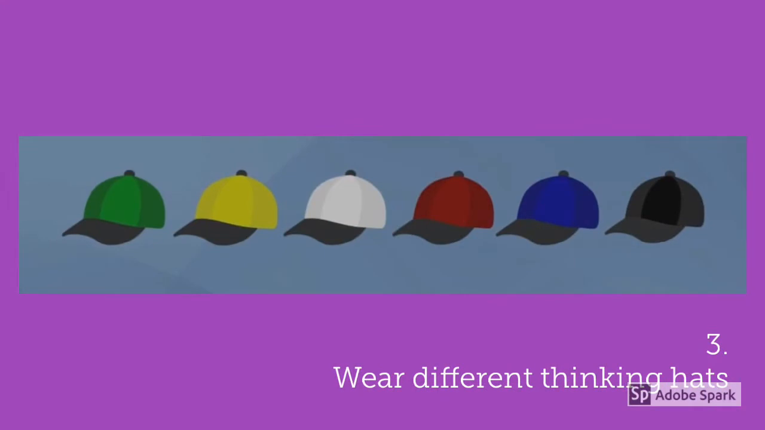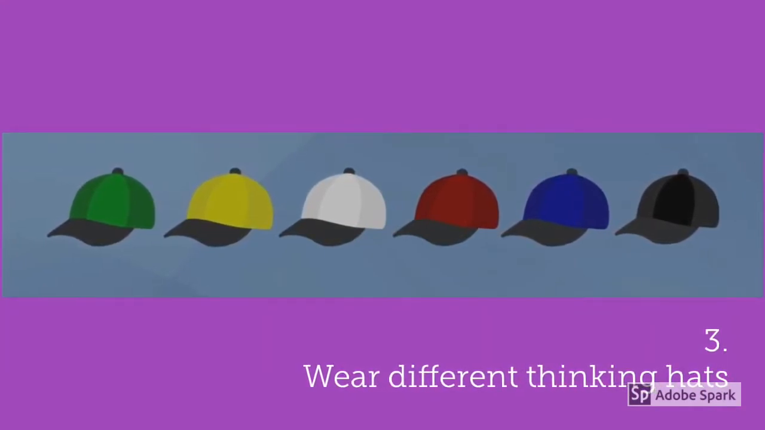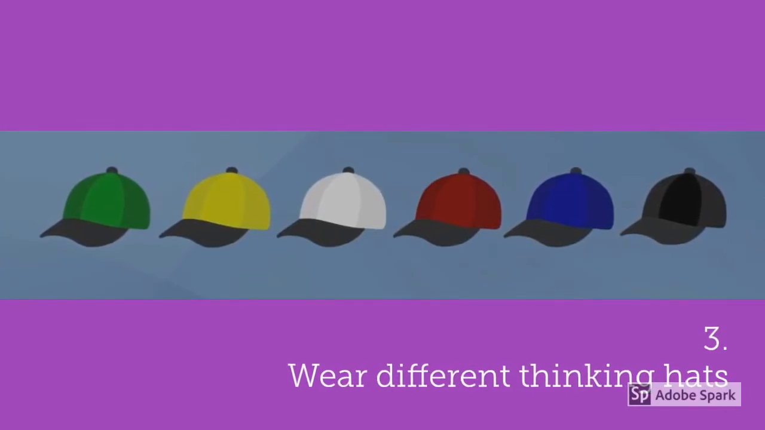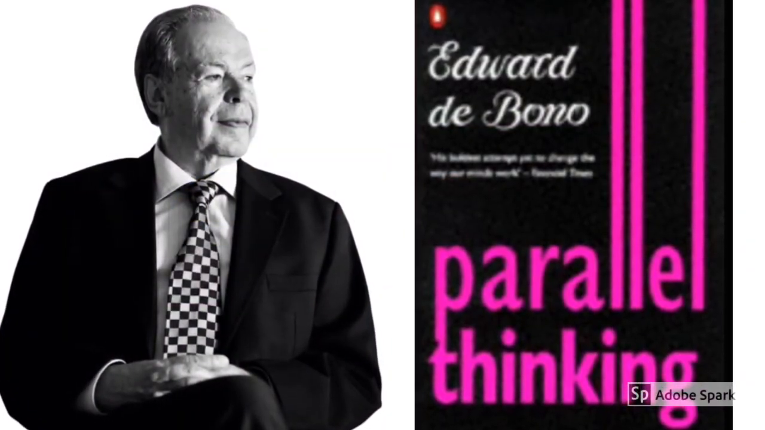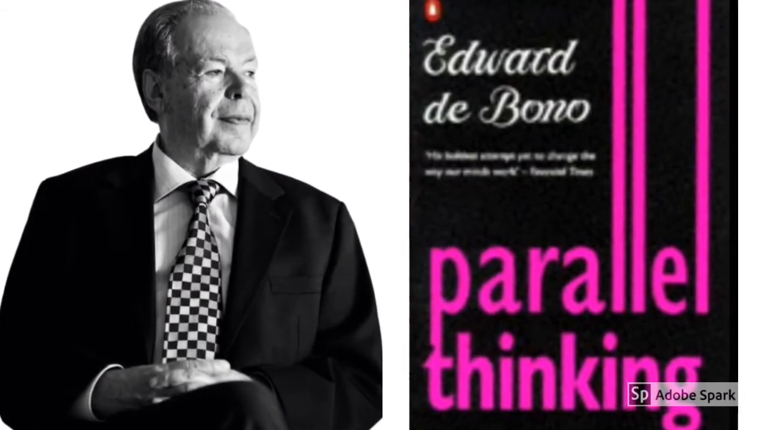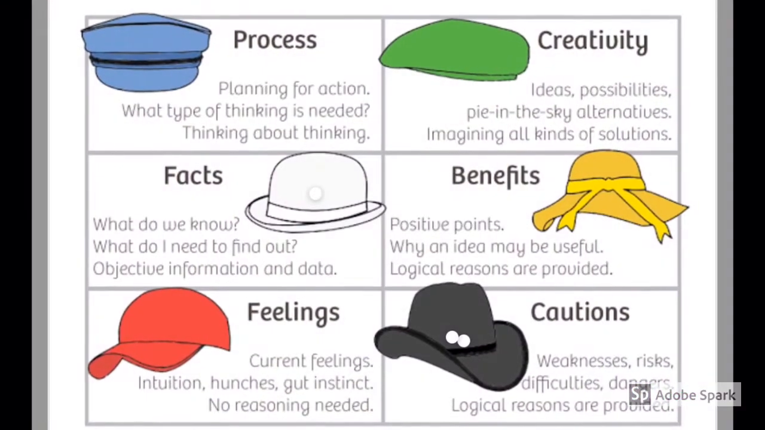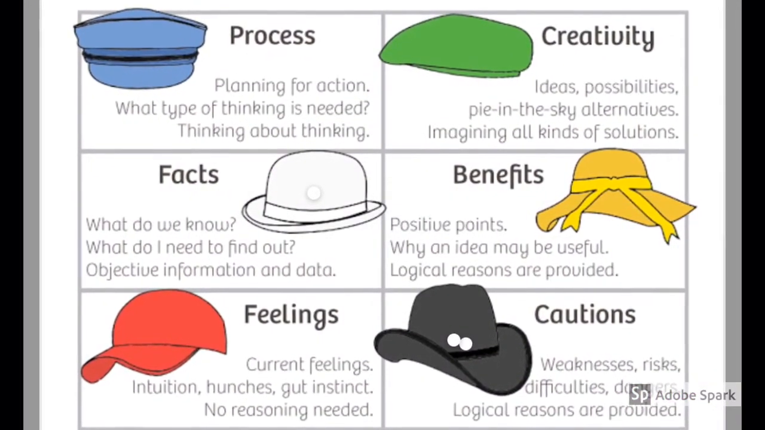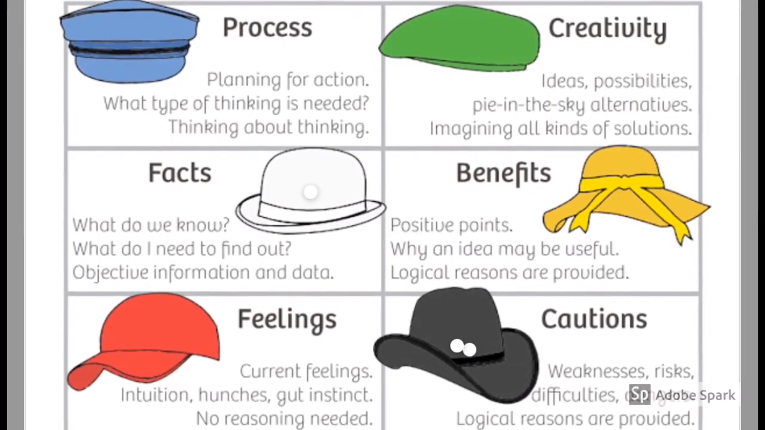Another technique that will help you lay a lot of mental eggs is wearing different thinking hats. The idea was introduced by Edward de Bono, the Maltese thinker and theorist who coined the term lateral thinking, also known as parallel thinking. The 6 thinking hats represent parallel approaches or ways of thinking about a given topic.